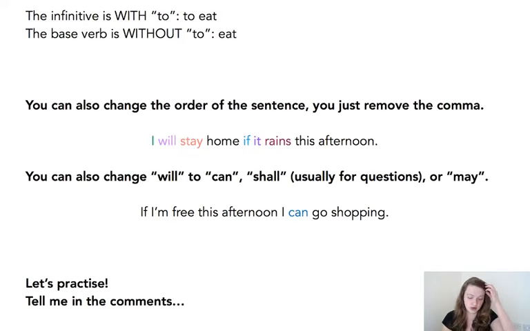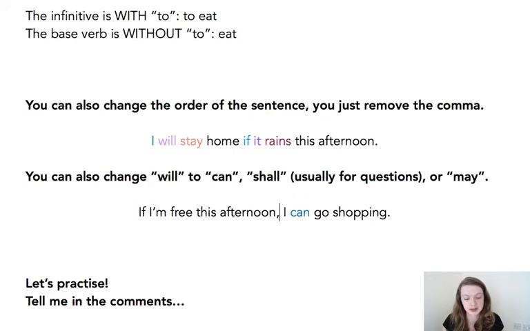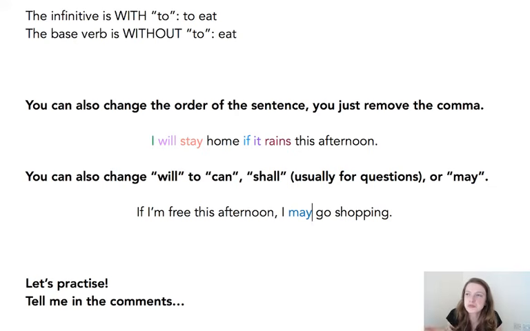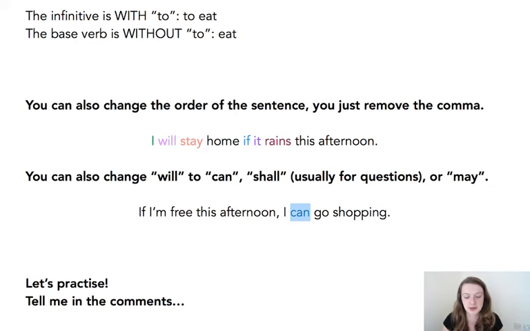You can also change will to can, shall, which is usually for questions, or may. For example, if I'm free this afternoon, I can go shopping. Okay, need a comma there. If I'm free this afternoon, I can, like I have the possibility to go shopping, or I may go shopping. Okay, I may go, maybe, yeah, I'm not sure. I have the possibility. Okay, so it's also another option for you.